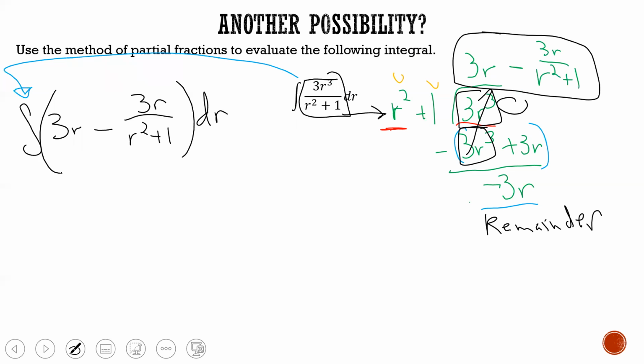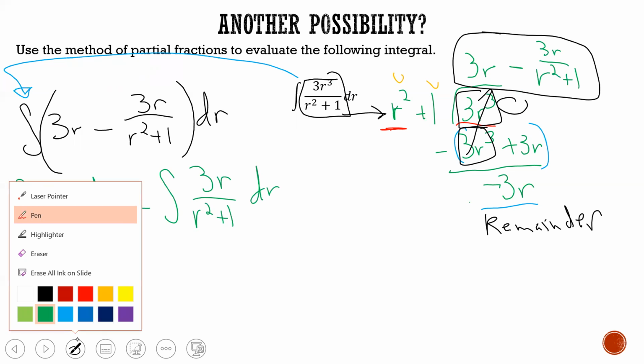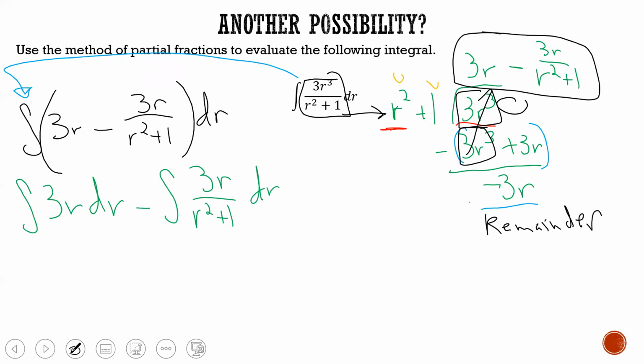Now this thing here, this 3r minus 3r over r squared plus 1, I want to go ahead and integrate that. To integrate that, I'm going to break it into two pieces. So I'm going to have the integral of the first part, the integral of 3r dr, minus the integral of the second part, 3r over r squared plus 1 dr. First part there, the 3r, we can use our power rule to integrate that. So we know it's like 3r to the first, add 1 to that and get r to the second. So we know that the antiderivative here would be 3/2 r squared.